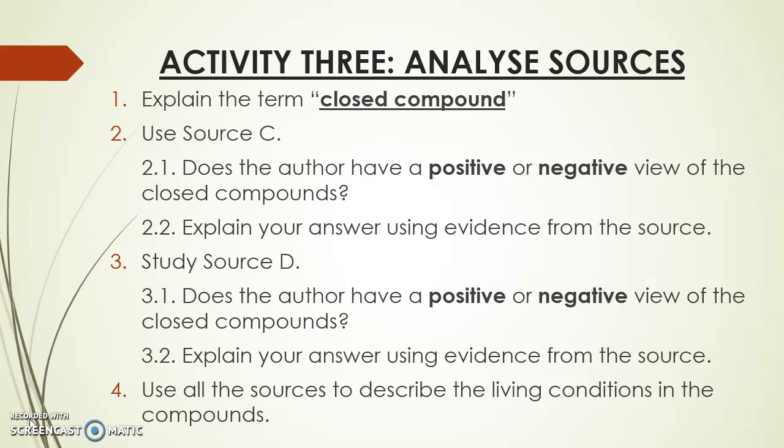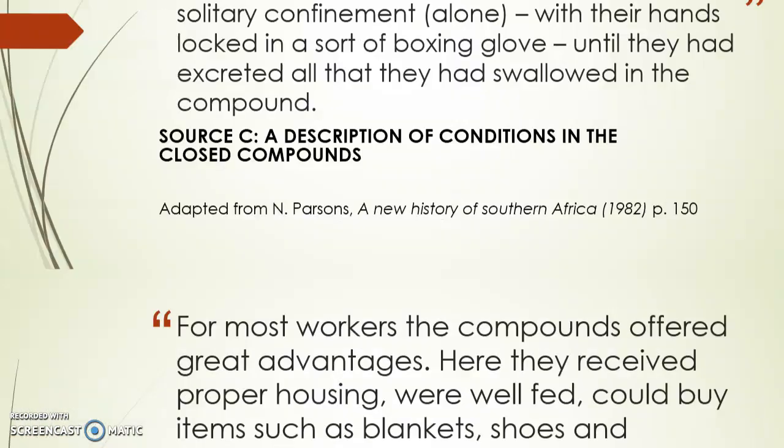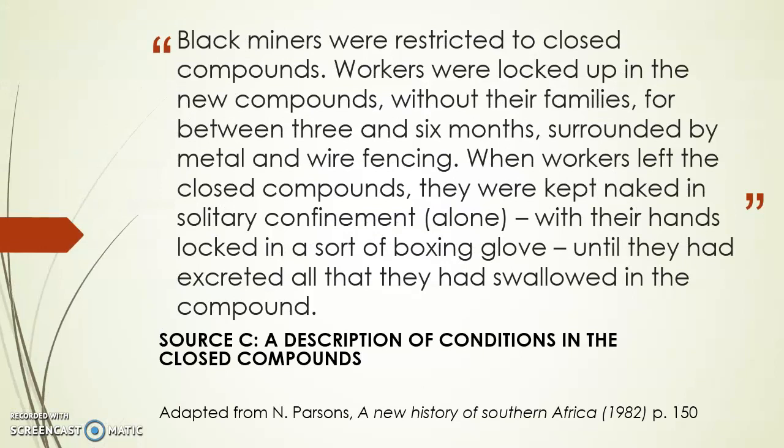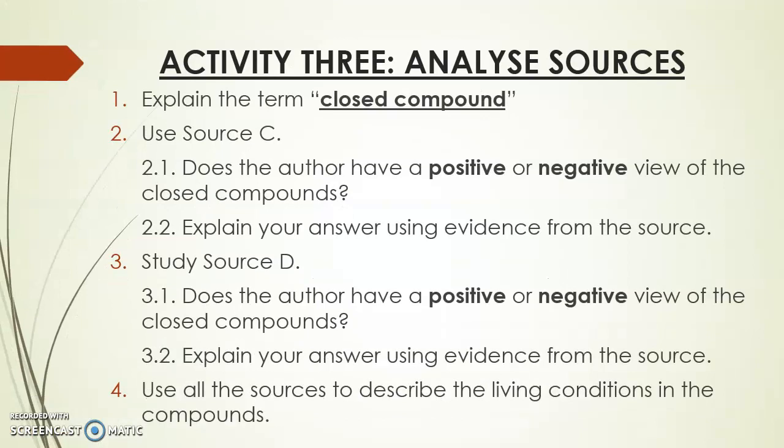Then if you look at question 2, use source C. 2.1, does the author have a positive or negative view of the closed compound? So let's go back to source C quickly. Black miners were restricted to closed compounds. Workers were locked up in the new compounds without their families for between 3 and 6 months, surrounded by metal and wire fencing. So, just reading that, do you think that is a positive or a negative view? If you answered negative, you would be correct.